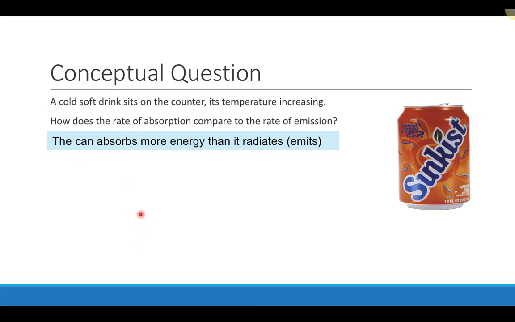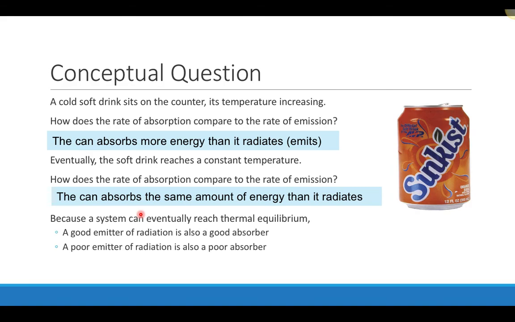I'm going to talk through it because for some reason it was going on its own. So I have this cold soft drink sitting here. Its temperature is increasing. How does the rate of absorption compare to the rate of emission? Since the temperature is going up, the can absorbs more energy than it radiates or emits.